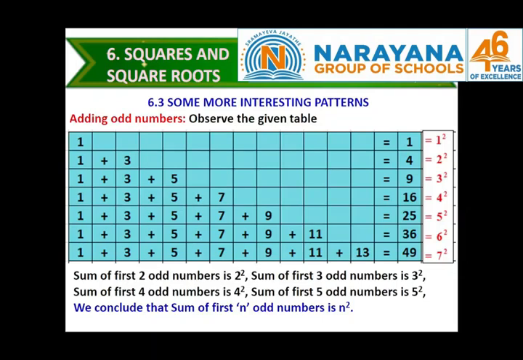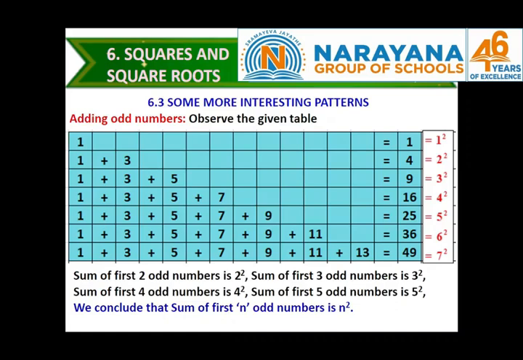Now, adding odd numbers. What are the odd numbers? 1, 3, 5, 7, 9, 11, and so on. Such numbers are odd numbers. Odd numbers means the number does not divide by 2. If a number is divided by 2 and the remainder is 1, then such numbers are called odd numbers.